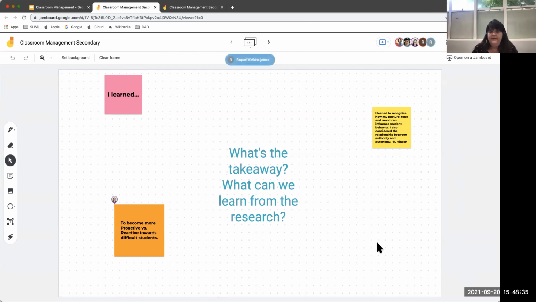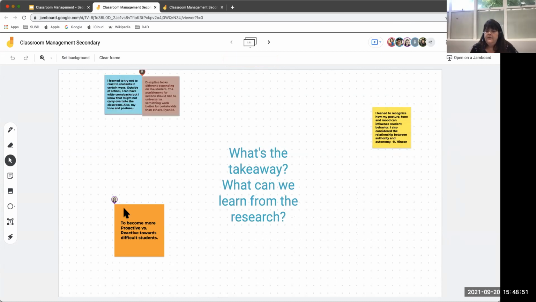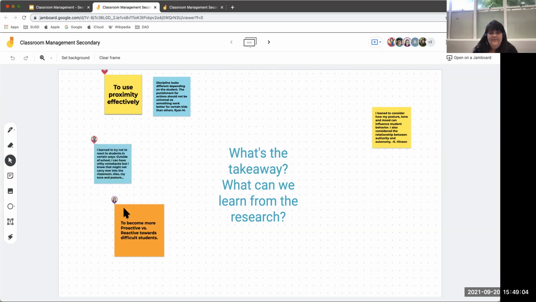Proactive versus reactive. Yep. I'm reading as we go here, the posture, tone, and mood thing was big to me. I think that's a good life lesson in everything, but definitely with kids. Yeah, discipline looks different depending on the student.